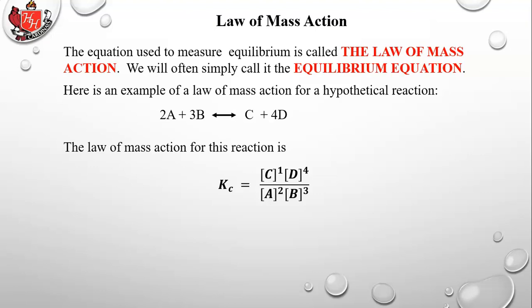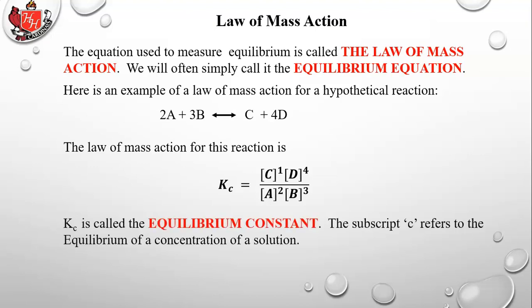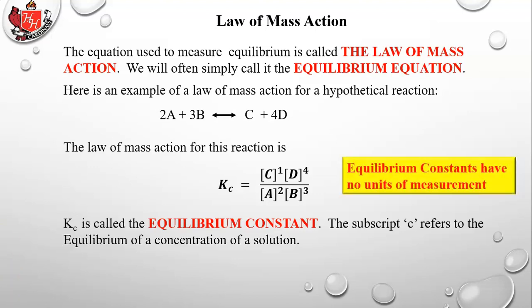So the concentration of A and the concentration of B, and then again, you raise them to the power of their coefficients, 2 and 3 respectively. Okay? So that's the law of mass action. Don't get too lost in the details to understand what this is telling you. It's telling you that what's on top is the products, what's on bottom is the reactants. Okay? So let's see how those relate. Kc is called the equilibrium constant. The subscript C refers to the equilibrium of a concentration of a solution. So equilibrium constants have no units of measure, by the way.